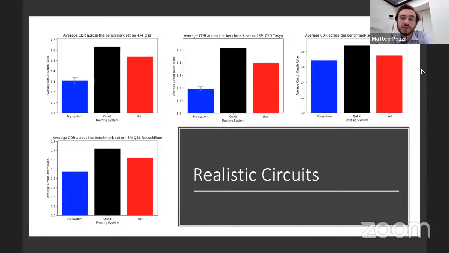I'd also draw your attention to the Rigetti 19Q Acorn in the top right-hand corner. In that case, the gap between my system and the others narrows.